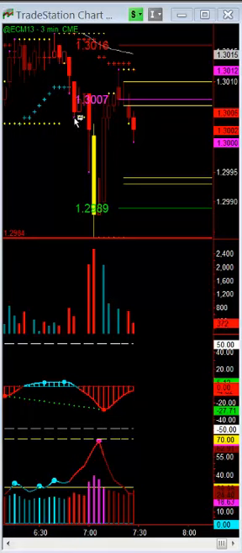Now I'm going to pause the screen while we're waiting on this, and then I'll resume once the yellow lines or the first profit target have been touched.